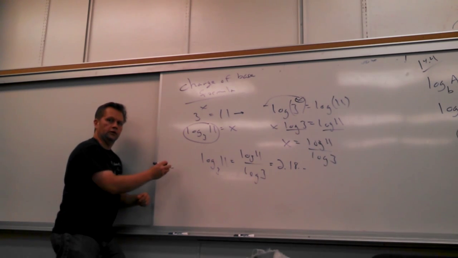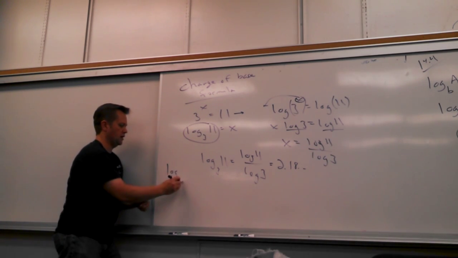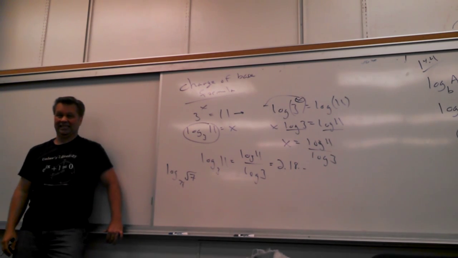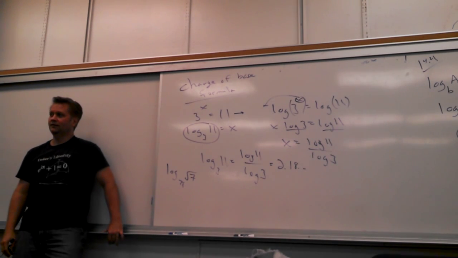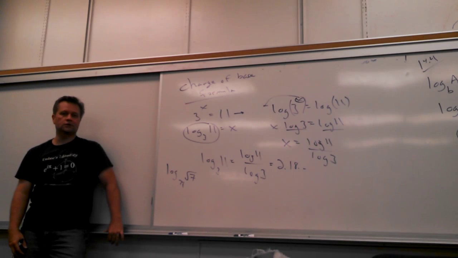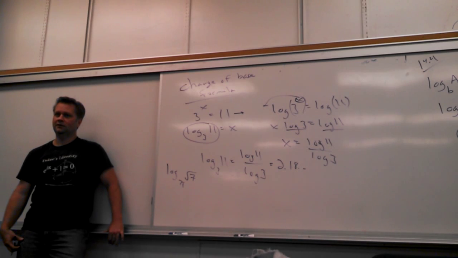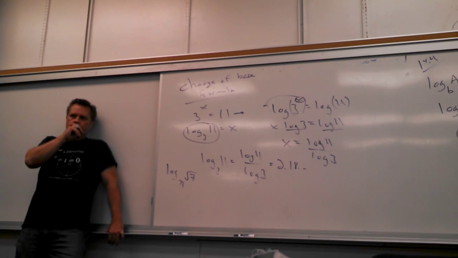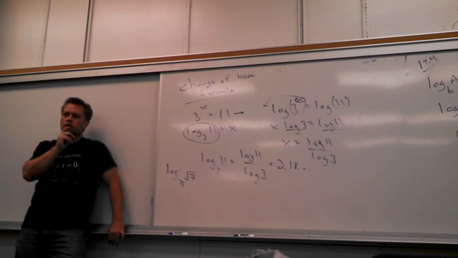So here, do this in your calculator. Log base pi of the square root of 7. Pi is a little over 3. Square root of 7 is a little under 3. What's that mean? The answer should be some kind of fractional answer, some kind of number between 0 and 1.